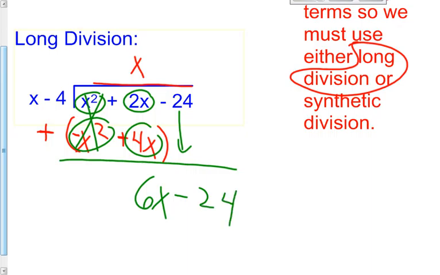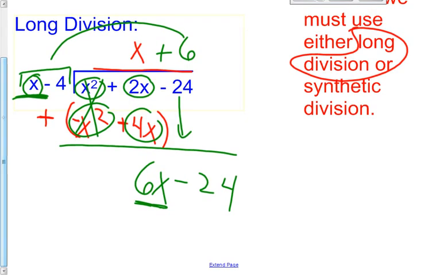Now we're going to repeat this process. So x multiplied by what number equals 6x? Well, x times 6, so it's going to be a positive 6. So now that I have the positive 6, I'm going to multiply it back down for this binomial. So we're going to do 6 times x is 6x. 6 times 4 is 24.